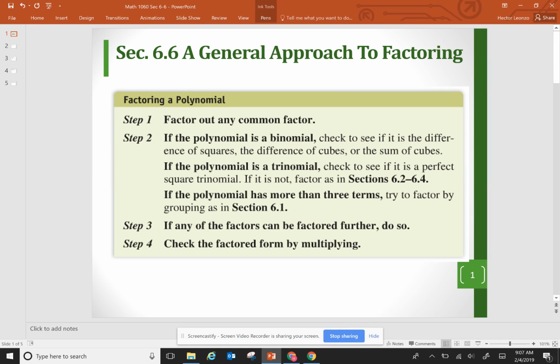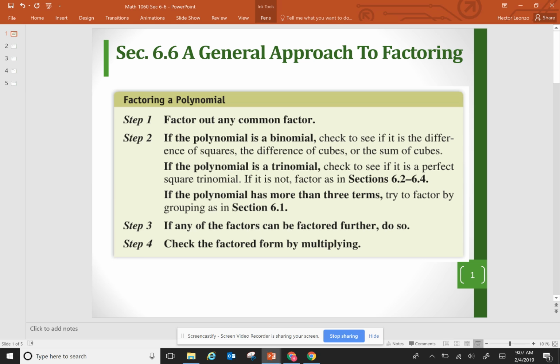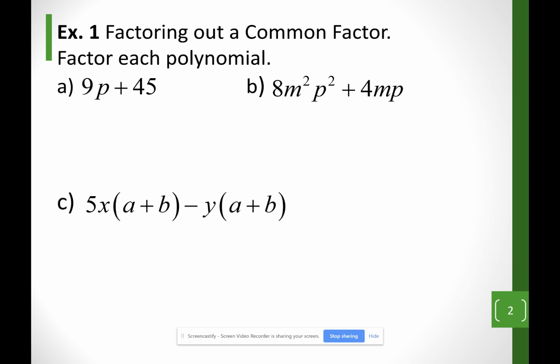For section 6.6, we're going to be looking at the general approach to factoring, whether we have a binomial, a trinomial, or more terms. So to begin with, we're going to start with a binomial, which tends to be the hardest. So with a binomial, the first thing we have to think of is, what if we have a greatest common factor?